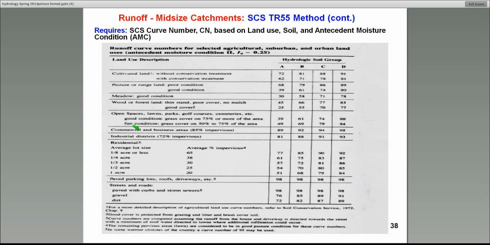The SCS curve number is the next thing that we'll need in order to calculate runoff or rainfall excess for this method, and that can be obtained from a table like this, like the rational method. We have a similar curve number table here. Notice it is a function of land use. There are several types of land uses here, including urban types of land use. And on the top row here, there's what we call a hydrologic soil group. They use 4 of those, the SCS.